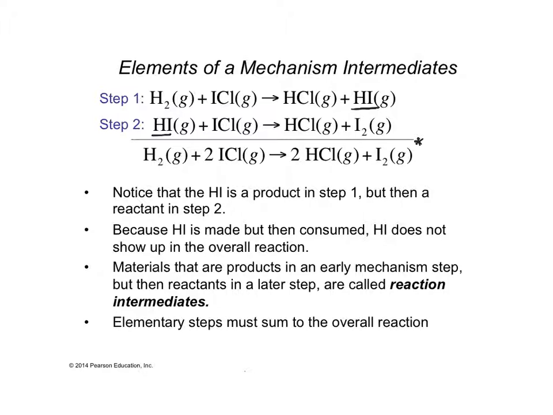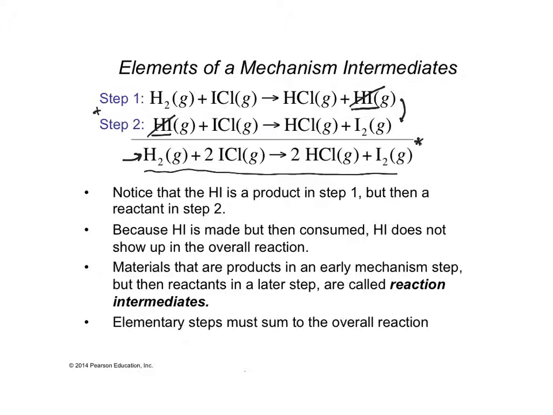When we sum our two steps, what happens to it? It cancels. When we sum our two steps, anything that shows up as a reactant and a product in the same exact state will cancel. What do we end up with when we sum our two elementary steps for this mechanism? The overall reaction. That's one big thing with respect to these mechanisms: they always have to sum to the overall reaction that you were proposing a mechanism for.